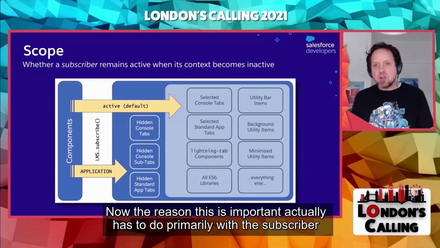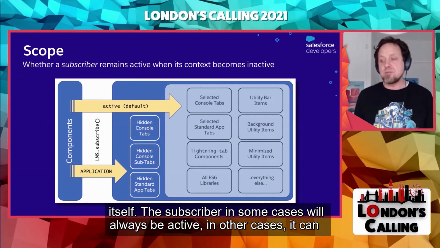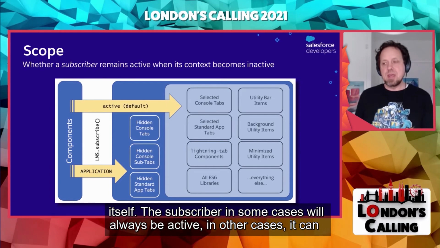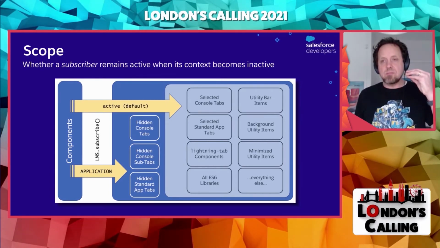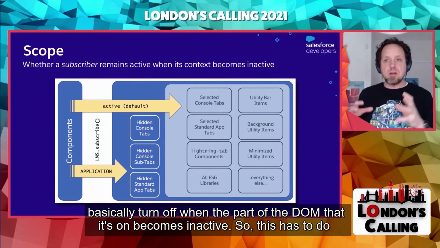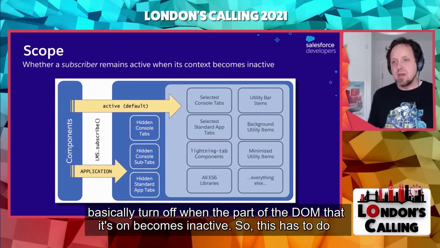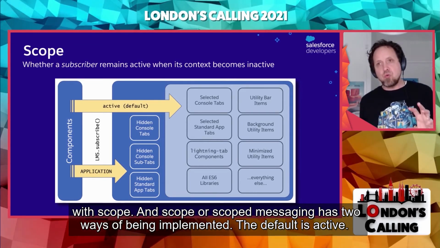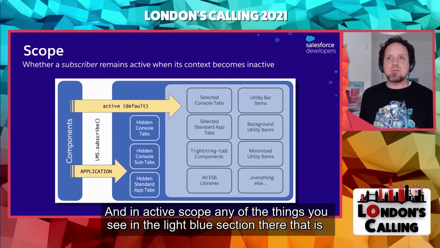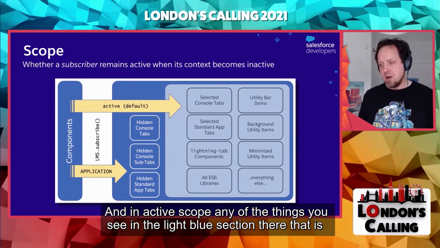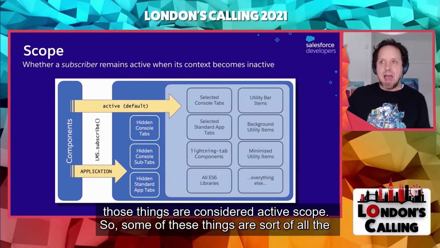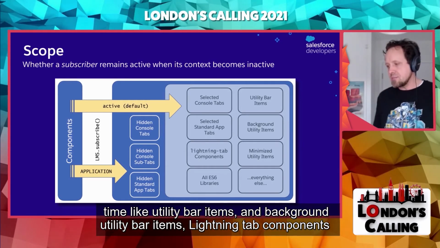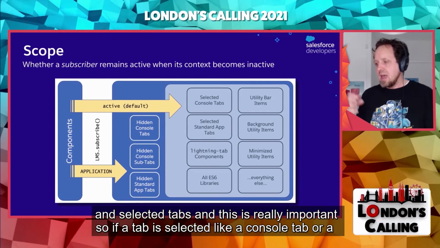Now, the reason this is important actually has to do primarily with the subscriber itself. The subscriber, in some cases, will always be active. In other cases, it can basically turn off when the part of the DOM that it's on becomes inactive. So this has to do with scope. And scope, or scoped messaging, has two ways of being implemented. The default is active. And in active scope, any of the things you see in the light blue section there are considered active scope. So some of these things are active all the time, like utility bar items and background utility bar items, Lightning tab components, and selected tabs.